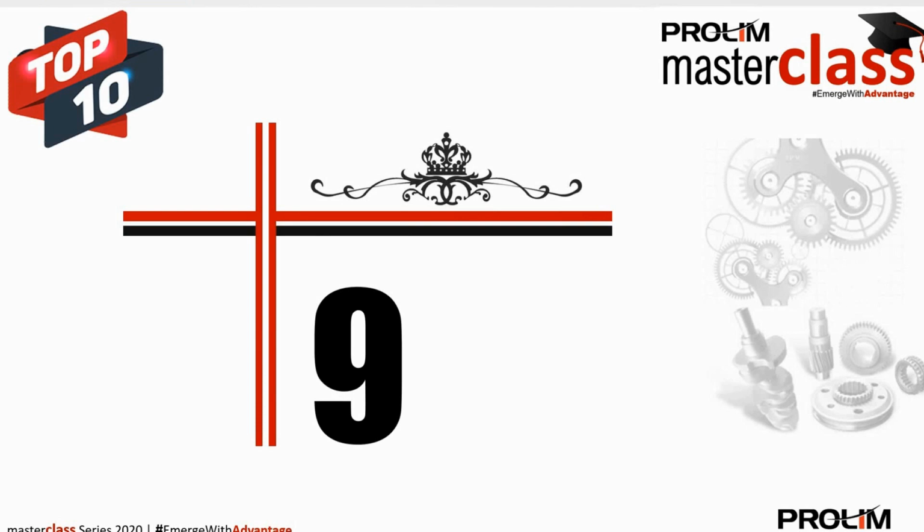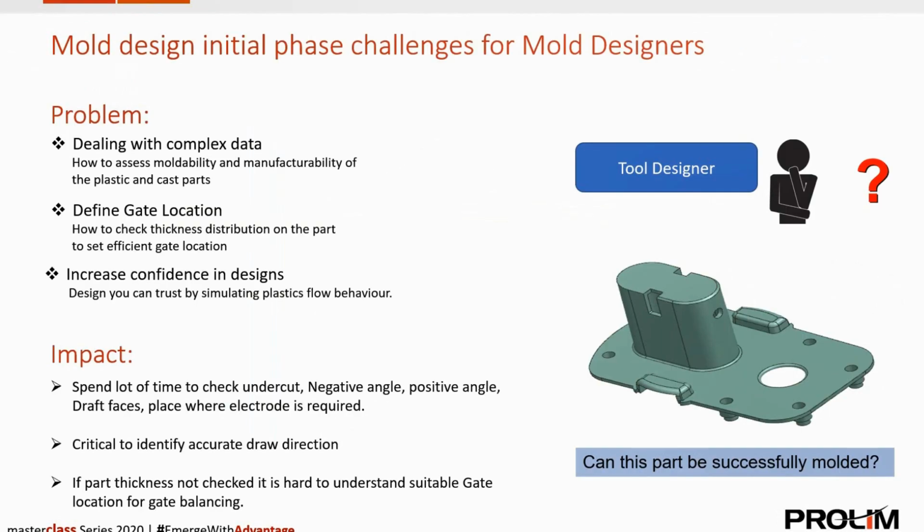Number 9. Mold design initial phase challenges for mold designers. Whether a plastic part can be successfully molded is an important question the plastic part designer needs to ask. There are a few problems dealing with complex data: how to assess moldability and manufacturability of the plastic parts, define gate location, check for an efficient gate location, and increase confidence in design.